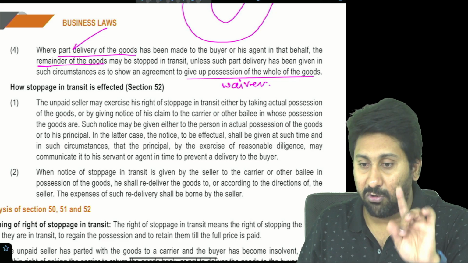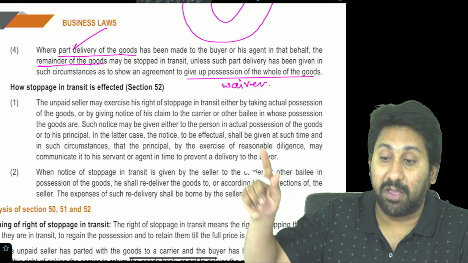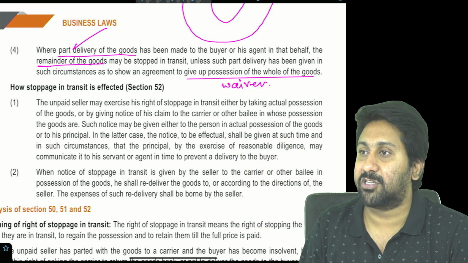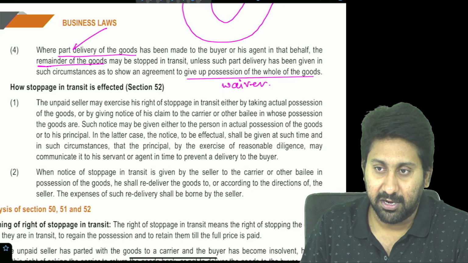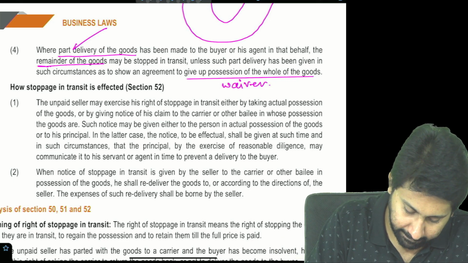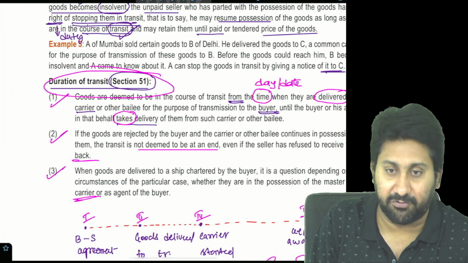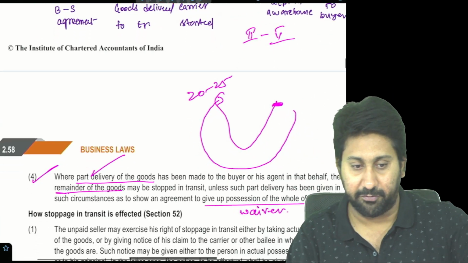Okay. So now, very important. When all these things will happen, if there is no waiver. If you waived, means what? You came to know that he is insolvent, but still you are allowing. Then, by your waiver, you can't stop the goods in transit. 4 points, very, very important. Duration of transit. Literally mug up these 4 points from the examination point of view.